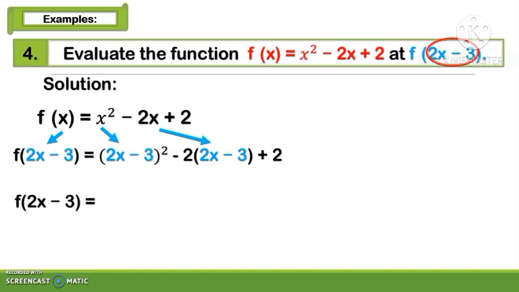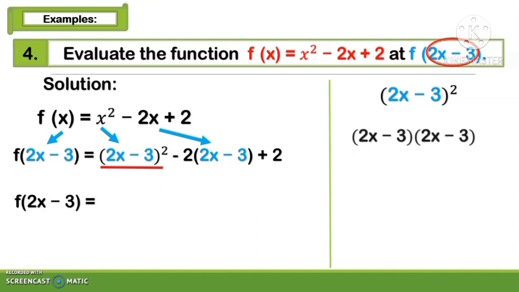Bring down the left side of the given function, and that is f of 2x minus 3 equals, simplify na natin yung nasa right side. Let us begin with quantity 2x minus 3 squared. Paano ba natin to isi-simplify? Copy natin siya dun sa right side. Then simplify natin. Yung quantity 2x minus 3 squared, pag in-expand natin yan, magiging dalawang 2x minus 3.